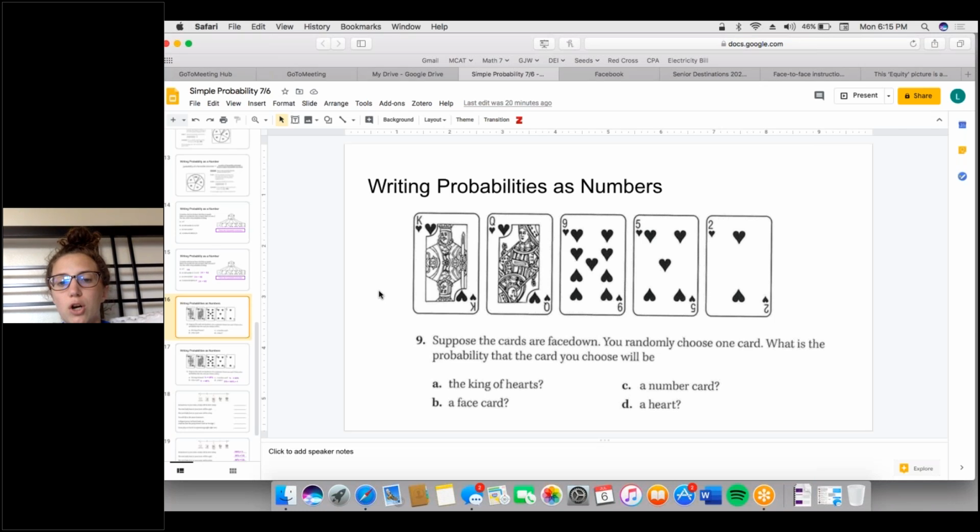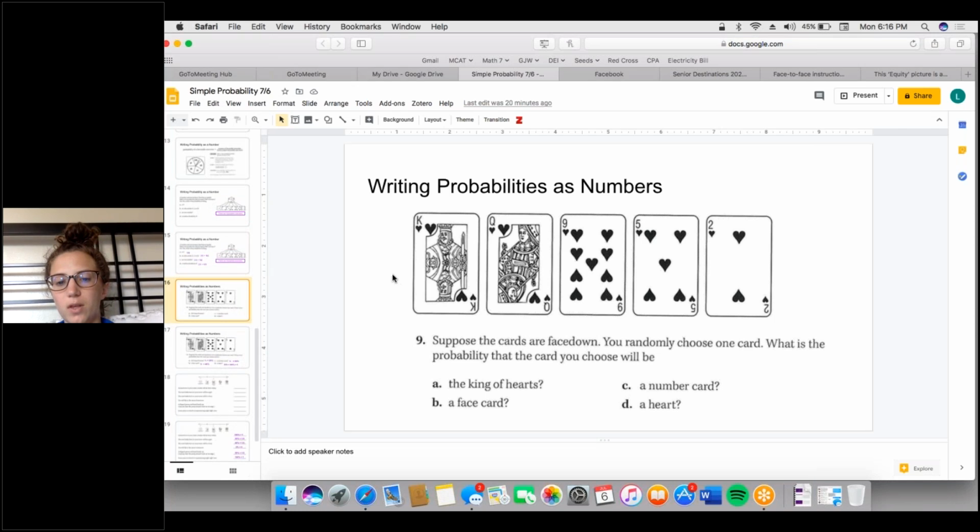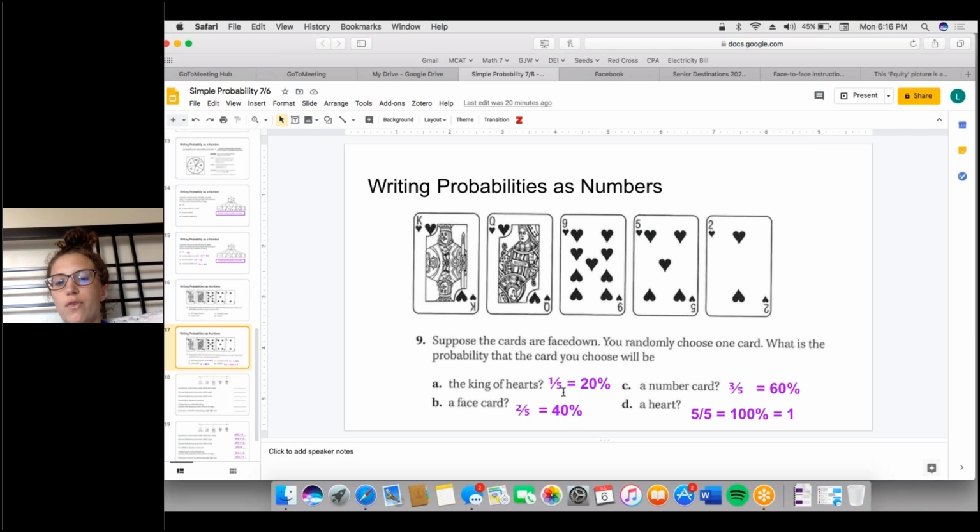Number 9 says, suppose the cards are face down, which means I can't see any of them. I randomly choose one. What is the probability that the following events happen? The first one asks, what is the probability I draw the King of Hearts? Well, looking at these 5 cards, those are my 5 possible outcomes, and I only have one favorable outcome. I only have one King of Hearts. If we think of probability as favorable outcomes over possible outcomes, that means 1 out of 5 or 1 over 5, which I wrote as a fraction, and I could always write that as the equivalent percent, which is 20%.